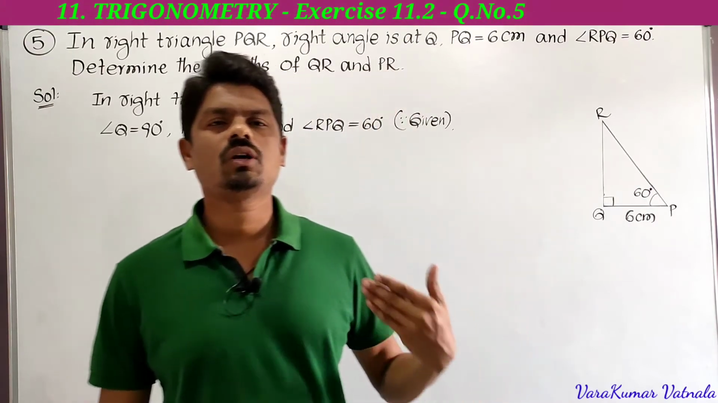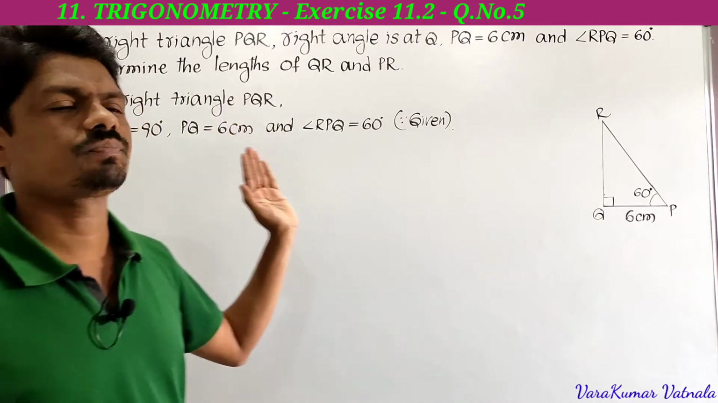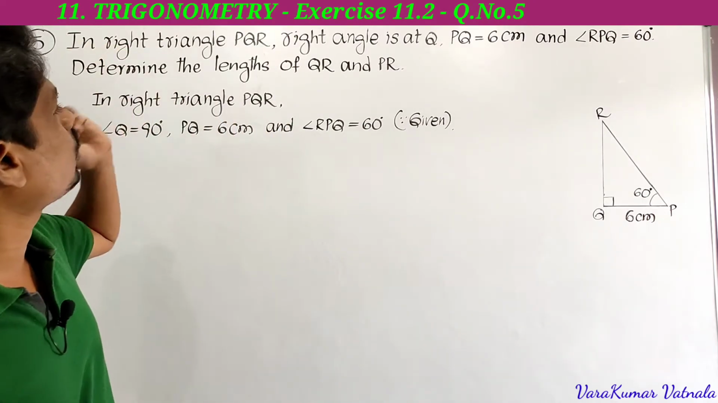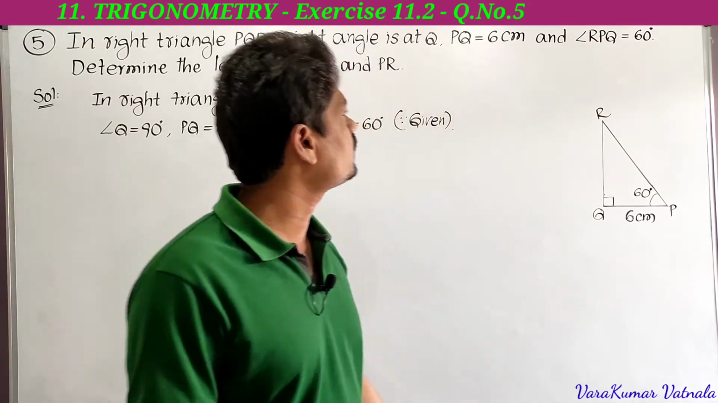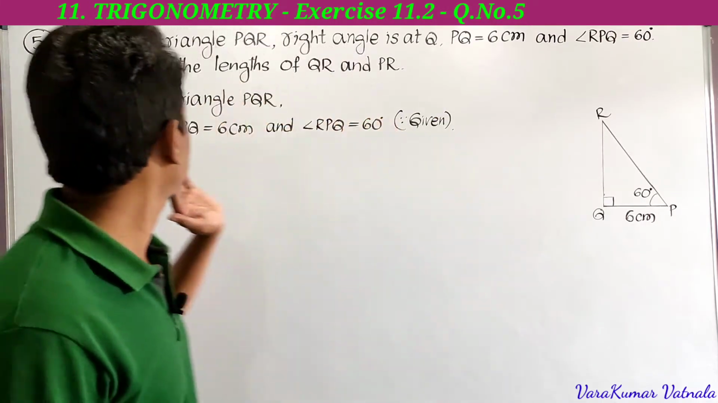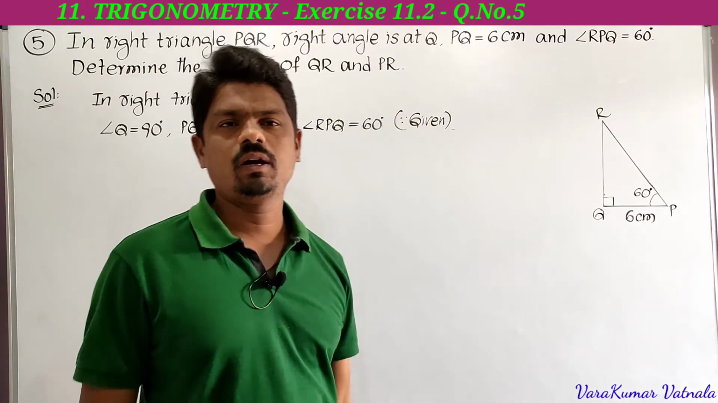Today we are going to solve a problem from exercise 11.2, fifth problem. See here what he is asking. In right triangle PQR, the right angle is at Q, PQ equals 6 centimeters and angle RPQ equals 60 degrees. Determine the lengths of QR and PR.